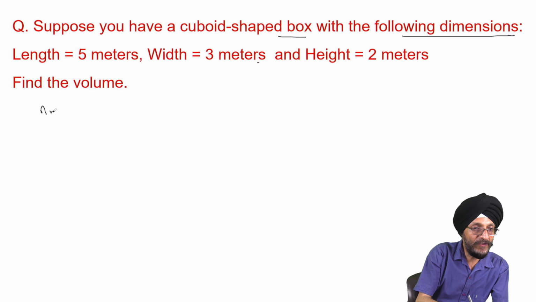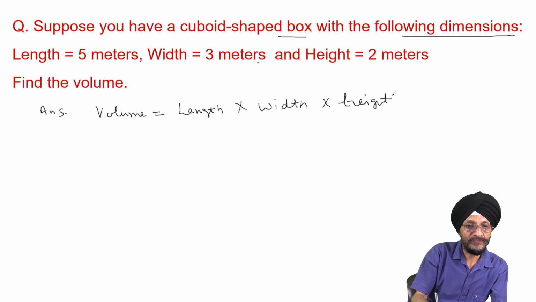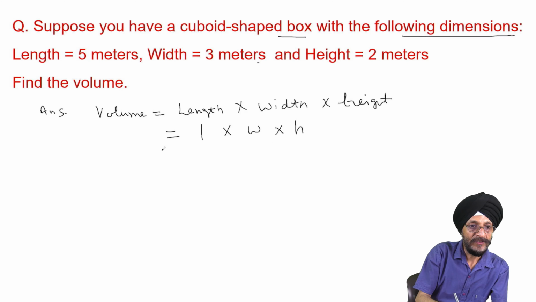So here we give the answer. Here we have to find the volume. We know that the formula of volume of a cuboid is volume is equal to length multiplied by width multiplied by height.